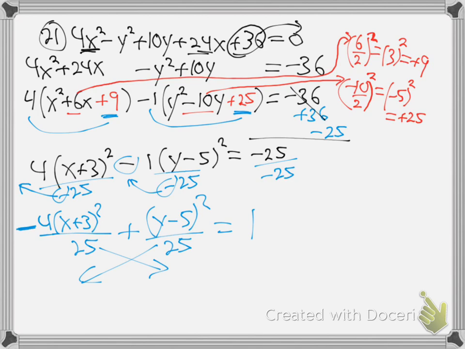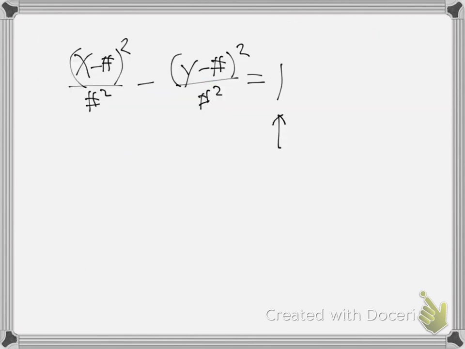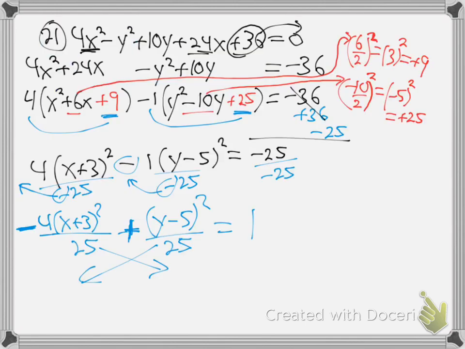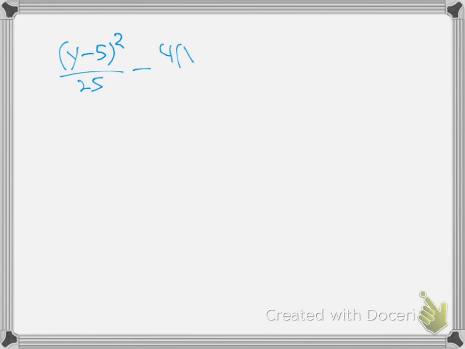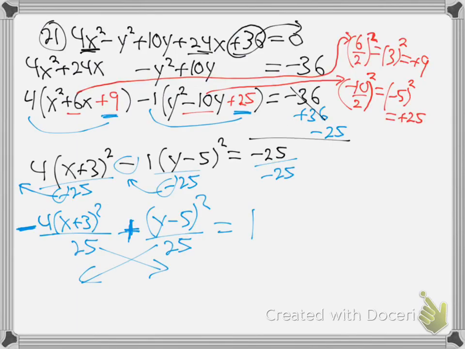Whatever sign's in front goes with them wherever they go, right? When you move things around, whatever sign's in front, that's their baby, goes with them wherever they go. So let's reorganize it. So what do we have? Y minus 5 squared over 25 minus 4x plus 3 squared over 25 equals 1. Is that 4? I got it all right?